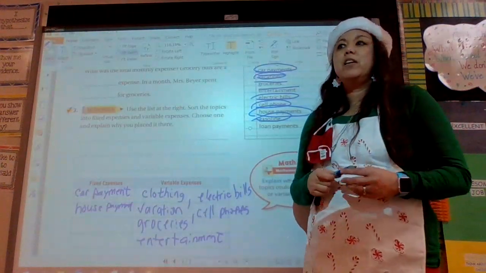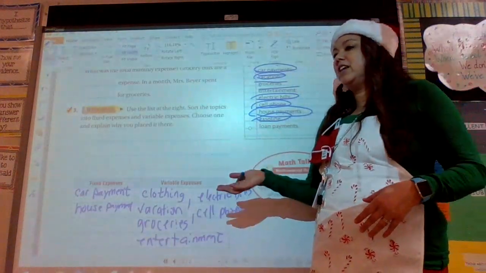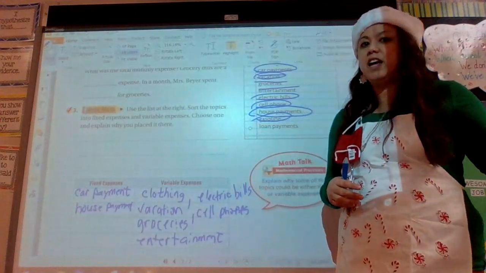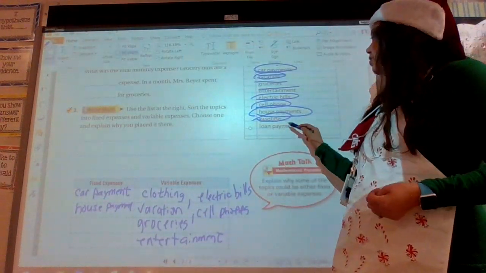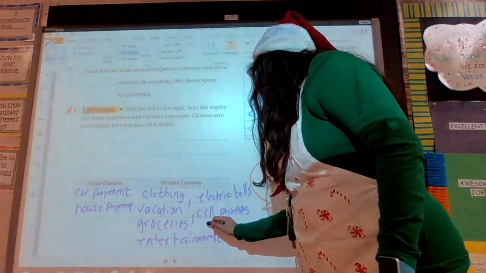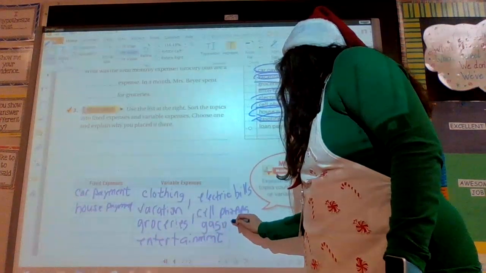And I know you've probably heard your parents talk about how much gas is per gallon. So they might say, oh, it might be cheaper over here, or you might get 10 cents less a gallon over here. So hopefully hearing all those different variations, you're realizing that gas is a variable expense. So I'm going to put gasoline right here.